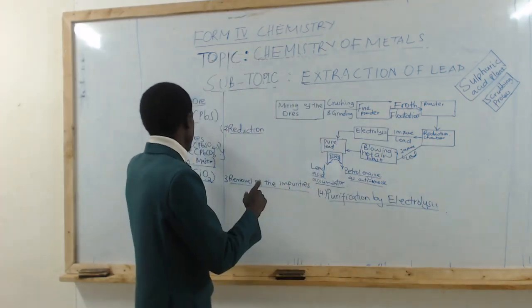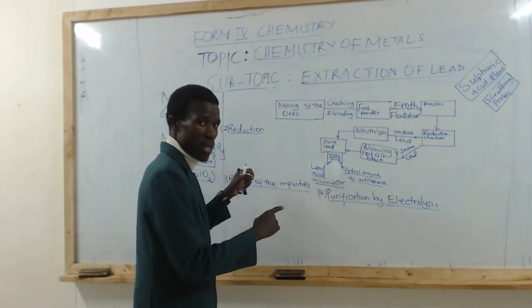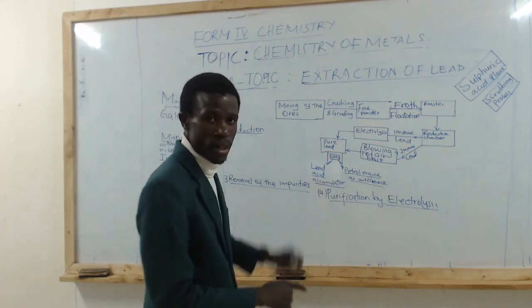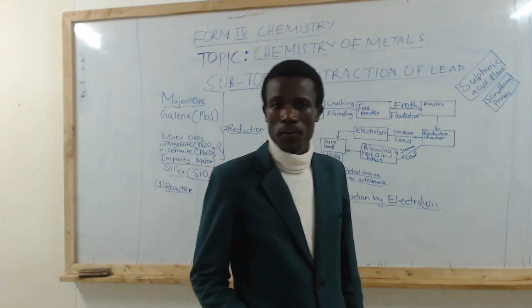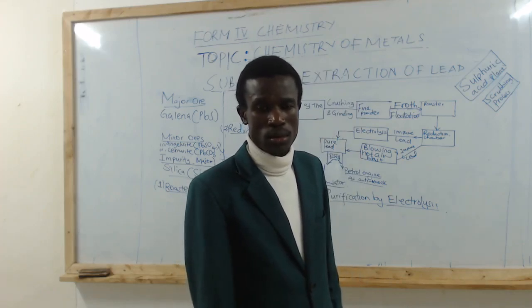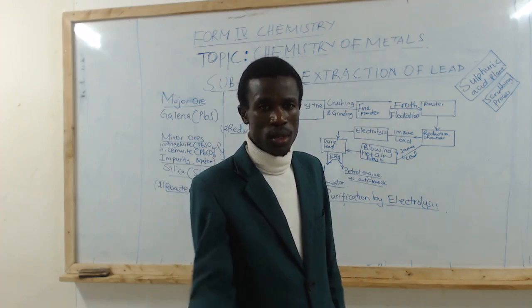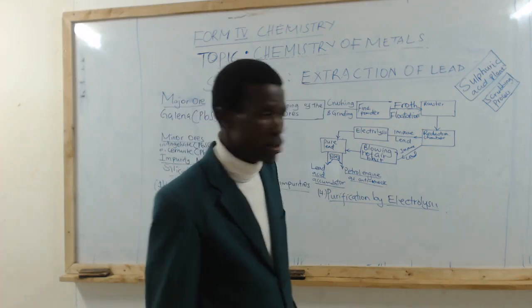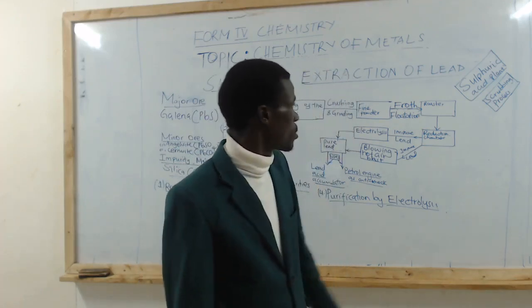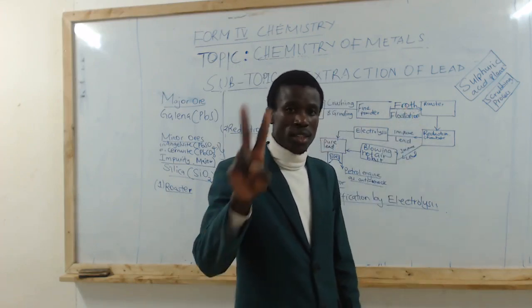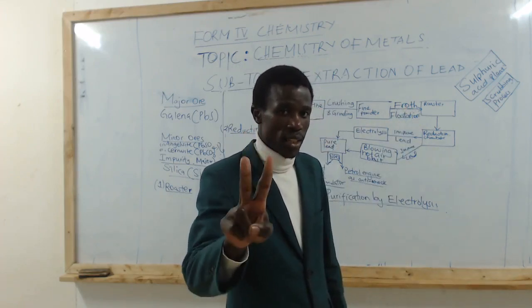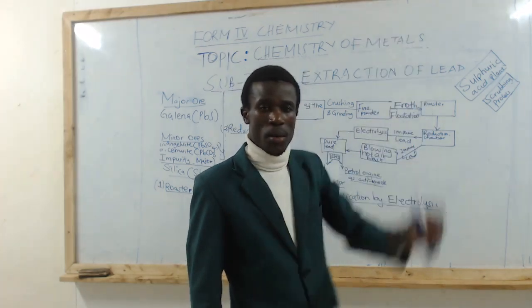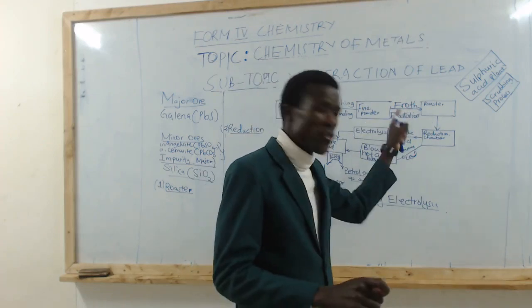More specifically, galena being the major ore, or lead sulfide being the major ore, because this is the formula, lead sulfide. Now, before the ore is subjected to the reduction process, it has to pass through 2 major stages. Number one, the ore has to be concentrated by a process known as froth flotation.